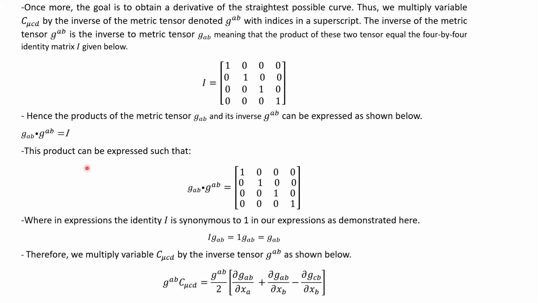This product, or this, can be expressed equivalently as this. These two expressions are equal, which in terms of the identity matrix is synonymous to 1 in our expressions, as demonstrated here. It's synonymous to 1 only in the expressions. So we have this equals that, as we see there. Therefore, we multiply this variable by the inverse metric tensor. So you see that we multiply this across, the inverse across, I should say.